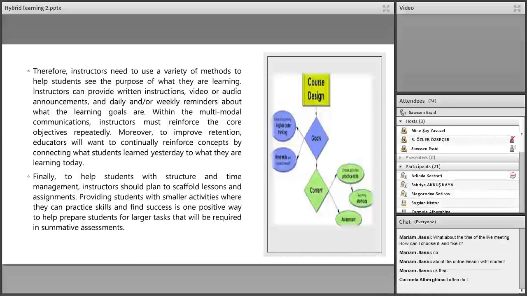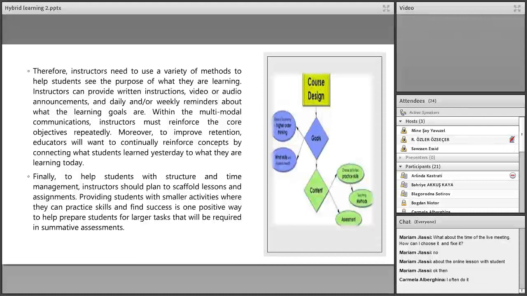Now, as you can see in the picture, here you have the course design. Of course, you have the goals, the content, the practice skills, the methods, the strategies, maybe the materials, what you are going to use as a tool for assessment, for feedback. All these things should be taken into consideration.